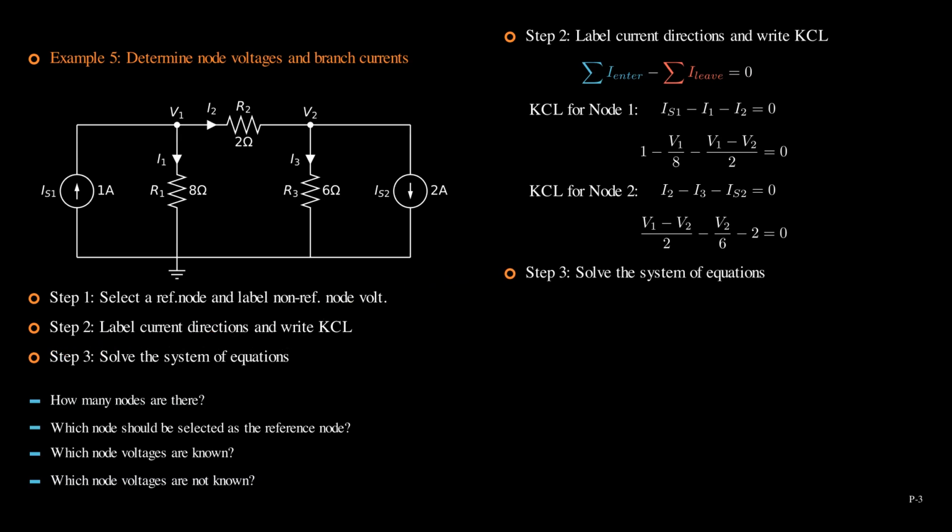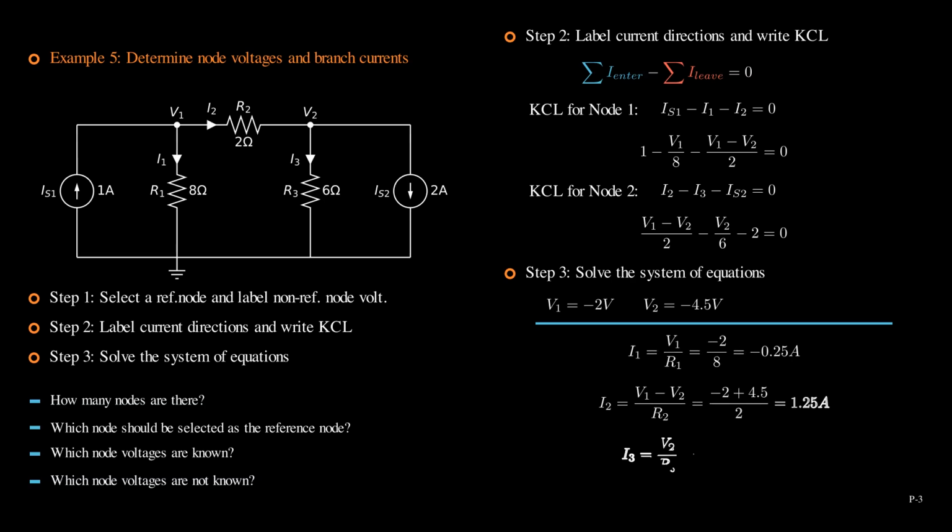In step 3, we can solve the two linear equations with two unknowns. We will solve V1 equals minus 2 volts and V2 equals minus 4.5 volts. They are both negative, but it is okay. Finally, we can determine the branch currents. I1 is minus 0.25 amp, I2 is 1.25 amp, and I3 is minus 0.75 amp.